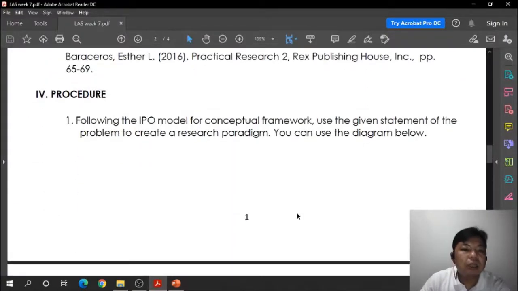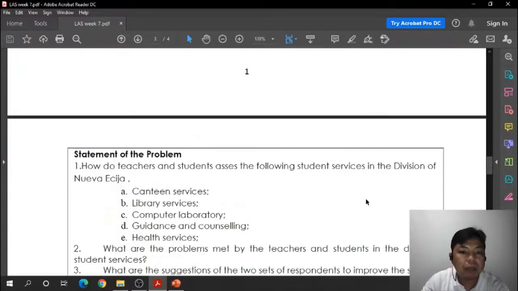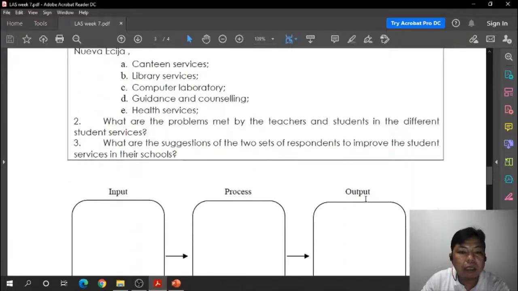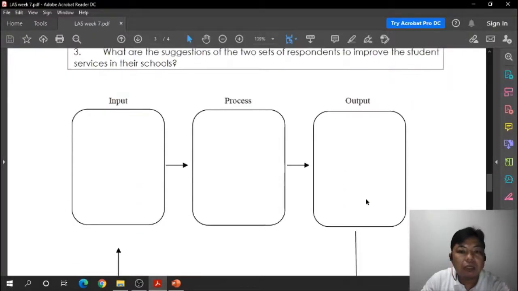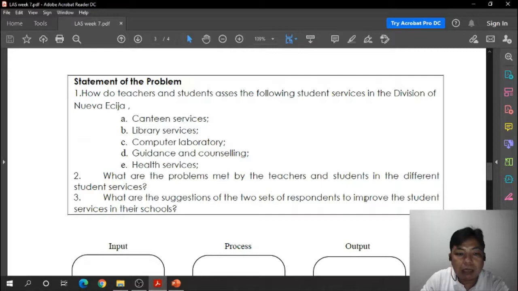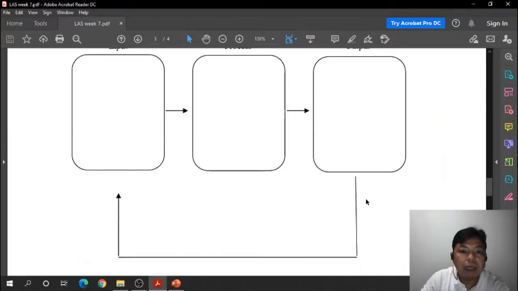Now, so procedure. Following the IPO model for conceptual framework, use the given statement of the problem to create a research paradigm. You can use the diagram below. So, dito specifically ang gagamitin nyo yung IPO model, Input, Process, and Output Model for Conceptual Framework. So, ito yung statement of the problem natin. Using the statement of the problem, you're going to be constructing your conceptual framework. So, identify nyo kung ano yung input, ano yung process, at ano yung output. Again, you have to base it on the statement of the problem given.